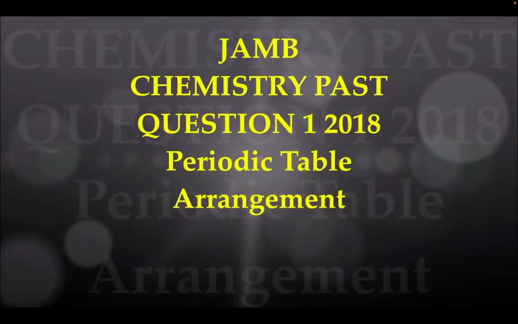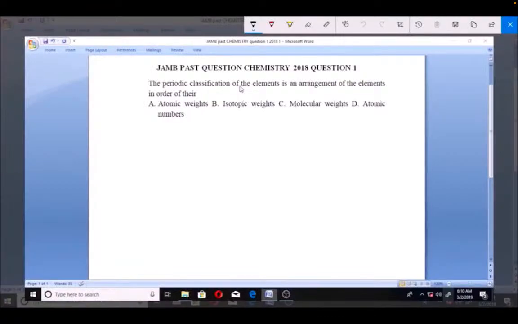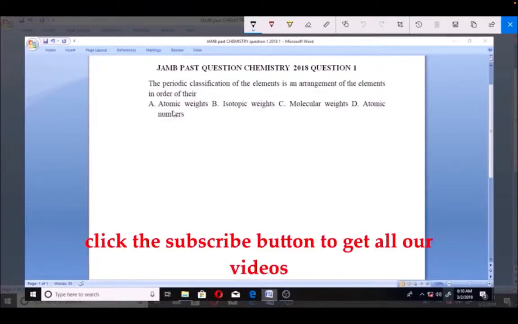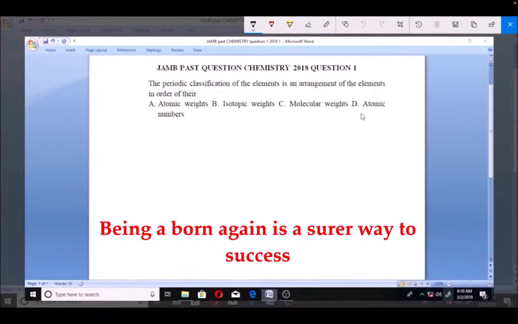Yes, welcome. Let's look at this JAMB past question, chemistry 2018. Question number 1. The periodic classification of the elements is an arrangement of the elements in order of their: A. Atomic weights, B. Isotopic weights, C. Molecular weights, D. Atomic numbers.